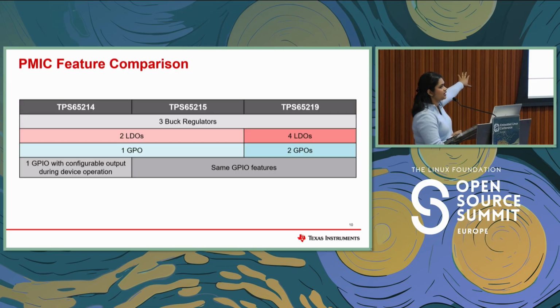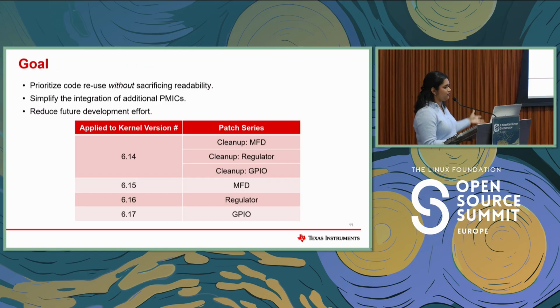Something that is interesting, and we'll come back to discussing more, is that 65214 has a GPIO whose output is configurable during device operation, and 65215 and 65219 have the same GPIO features. So we'll get into how all of this influences our driver decisions going forward.